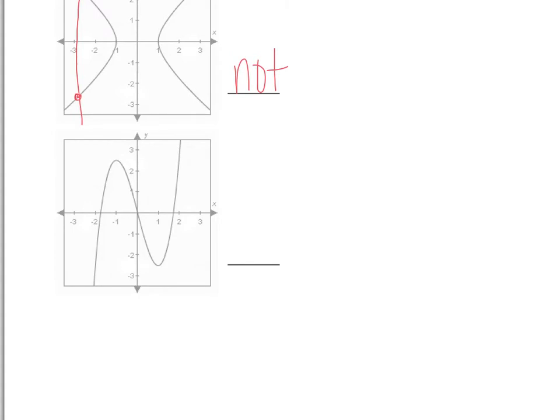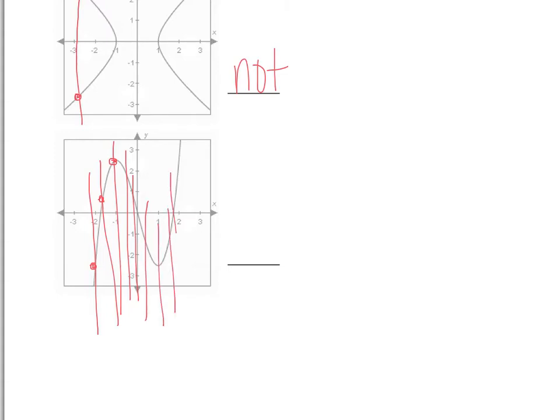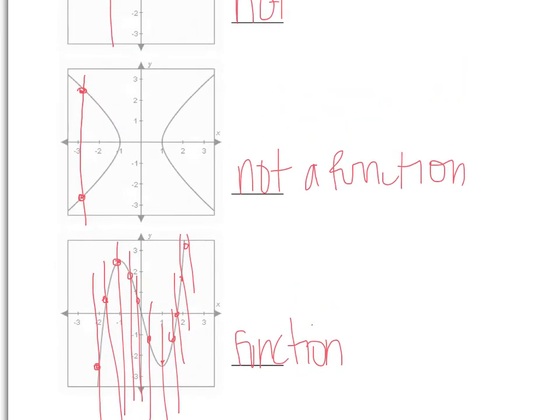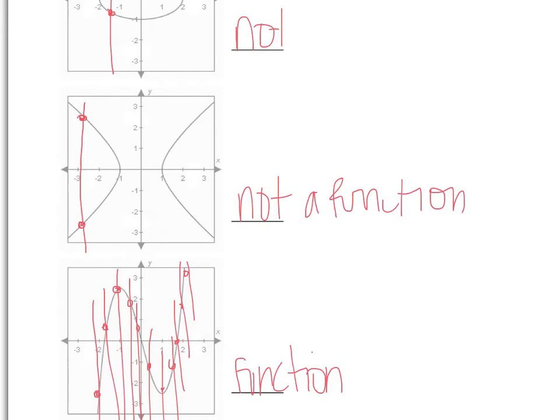This third graph, if I draw a vertical line, it only touches once, so that's good. If I draw it here, it only touches once. If I draw it here, it only touches once. No matter where I draw that vertical line, it's only ever going to touch the graph one time. And so that makes this a function. So the first two were not functions, but the third one was a function.